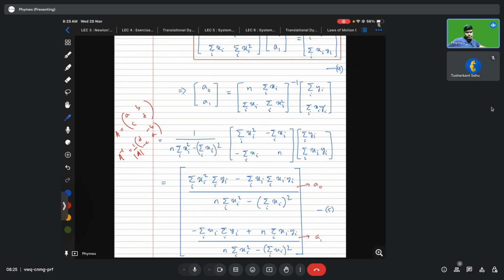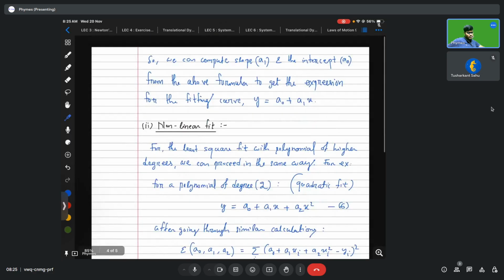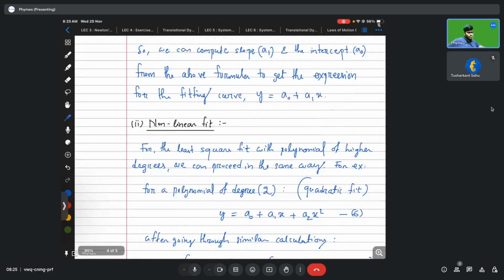right? You finally found the values of a0 and a1 that minimize the difference between the predicted data and the actual data, right? So that is how you do the curve fitting. So you can compute the slope a1 and the intercept a0 from the above formula to get the expression for the fitting curve y equals a0 plus a1x. You got the function, the straight line that represents the data best, right?